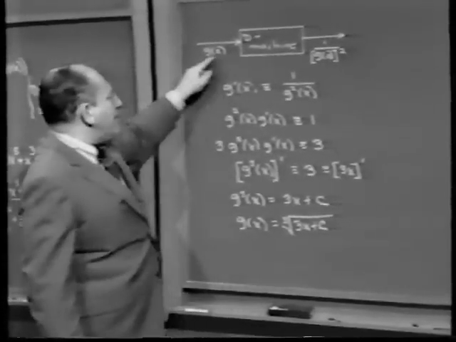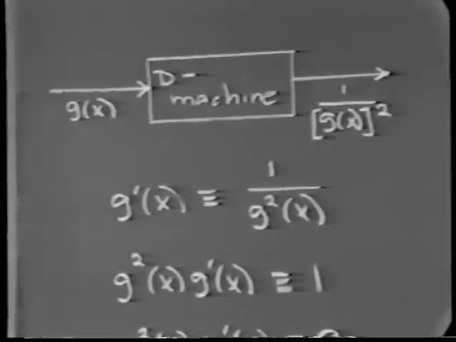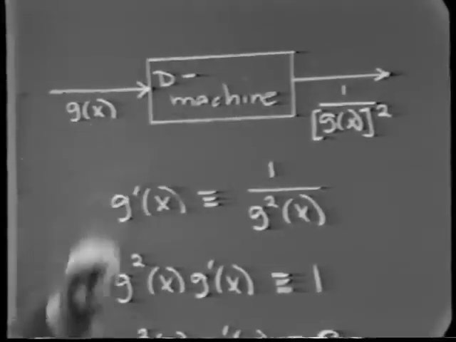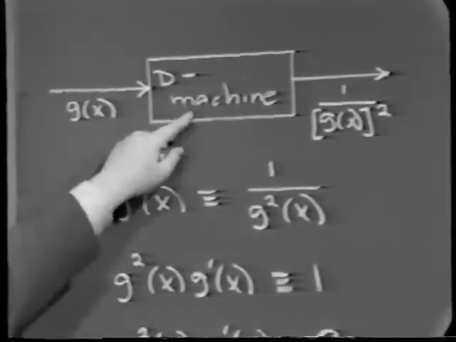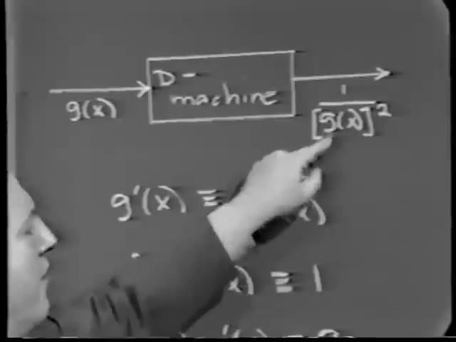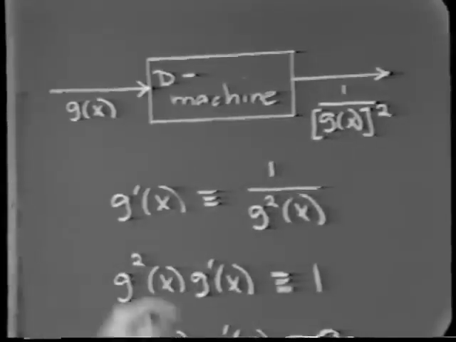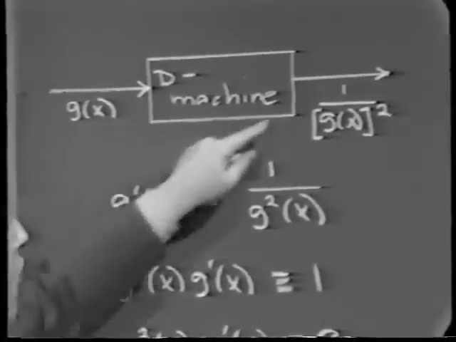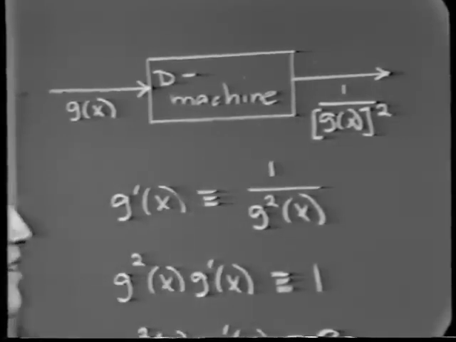Now suppose I twist the emphasis a little bit. Suppose I tell you, look, I run a certain function through the D machine. In other words, I form its derivative. The output is the square of the reciprocal of the function. In other words, if g of x comes in, 1 over g of x squared comes out. And now the question is, what is the function g of x?